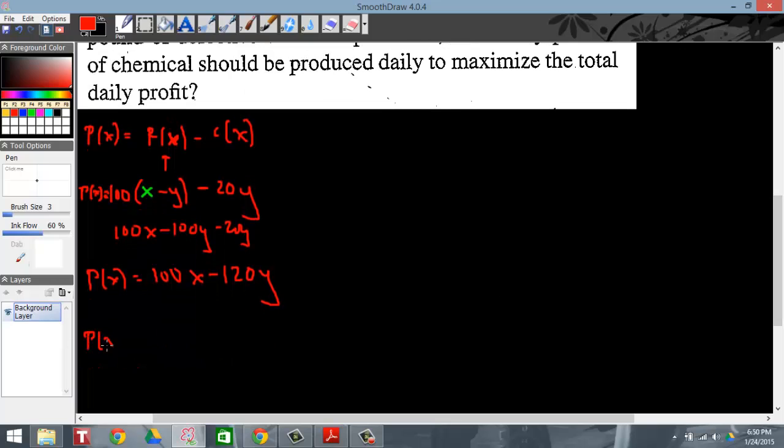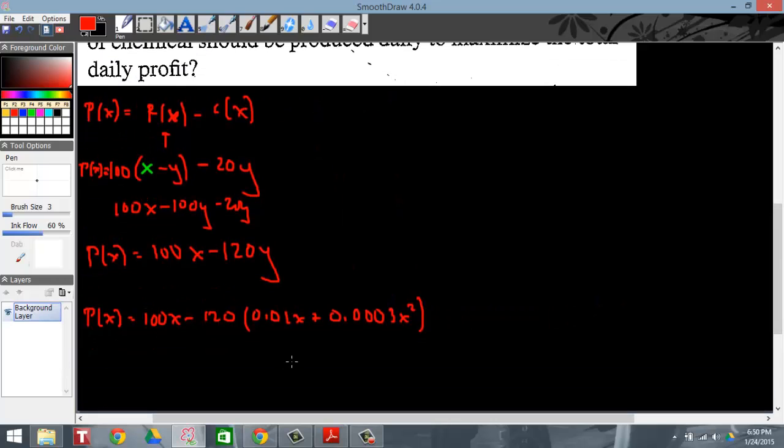So P of x is equal to 100x minus 120 times 0.01x plus 0.0003x squared. I will let you go ahead and distribute and algebra that stuff out. Hit the pause button and please do it, because I'm going to jump straight into the derivative for time's sake. The derivative is 98.8 minus 0.0072x.